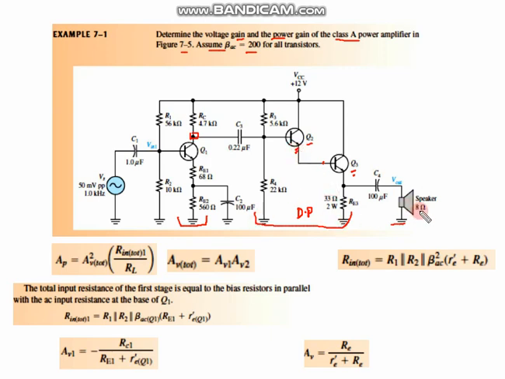Now, this is the load which has 8 ohms. So the driving amplifier is this amplifier. The driving amplifier is your Q1. So I'll take this as my reference, the Q1 amplifier.